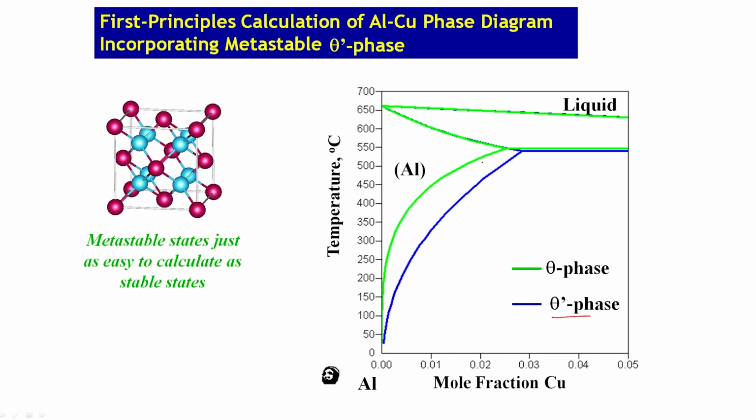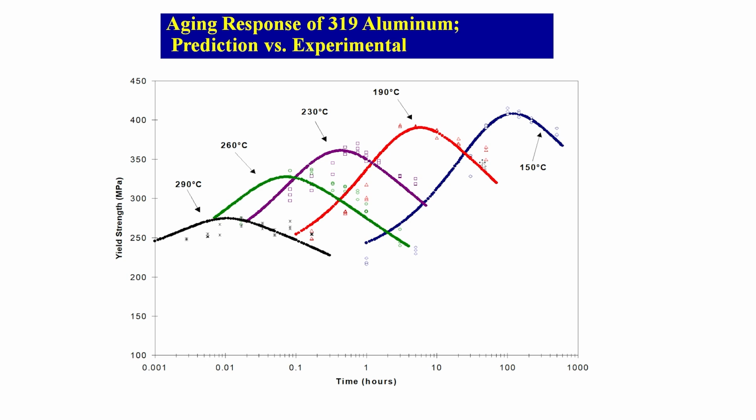And also one can do aging response. One can calculate how the aging can change the mechanical properties like yield strength. As you can see here, for different temperatures and different times, we can obtain the aging curves by these calculations. This is possible to do.